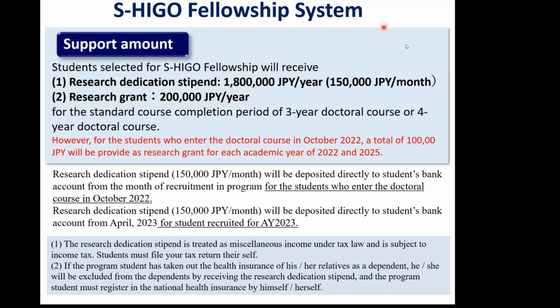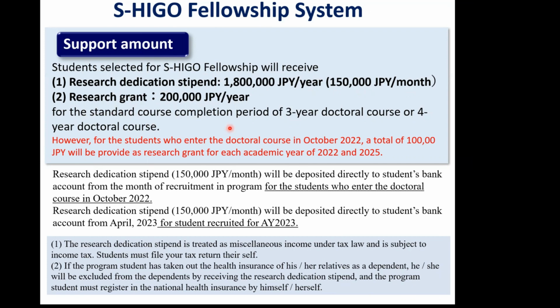In our program, we provide two types of support. One is the financial support and the second is the career support along with the courses. First I'll talk about the financial support. The students who are selected for the S-HIGO fellowship program will receive a research dedication stipend. This is for daily life expenses, so that students can devote themselves more to the research, and it is 150,000 Japanese yen per month. We also provide a research grant of 200,000 Japanese yen per year.